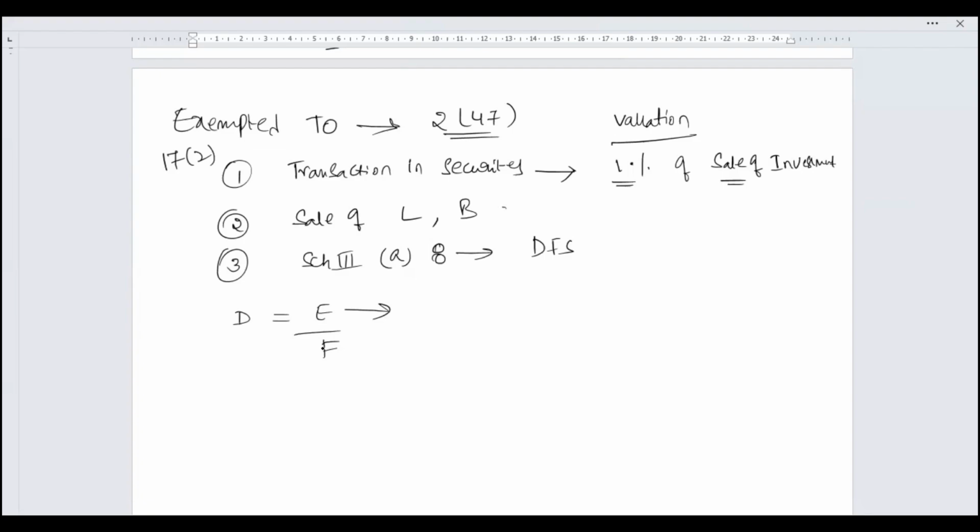With respect to sale of land and building, the value which I have used for paying municipal taxes, not taxes, I'll say instead of municipal, for property registration. The value which I have declared to the sub-registrar office for registration, that value I take into consideration for exempted turnover.